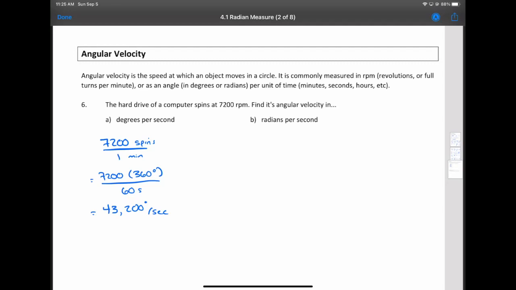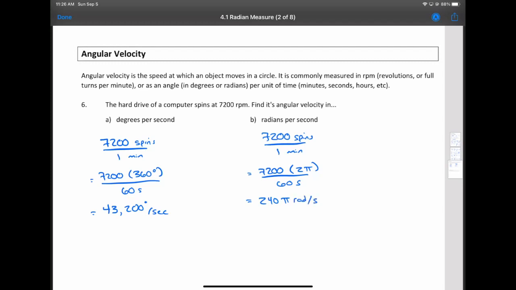Now, similar, if we want to do this in radians, we actually start off with the same logic, 7,200 spins per minute becomes 7,200. And now instead of saying a full spin is 360 degrees, we say it is 2 pi radians. And just for the heck of it, I'm just going to leave this as a multiple of pi. 7,200 times 2 divided by 60 is 240 pi radians per second.